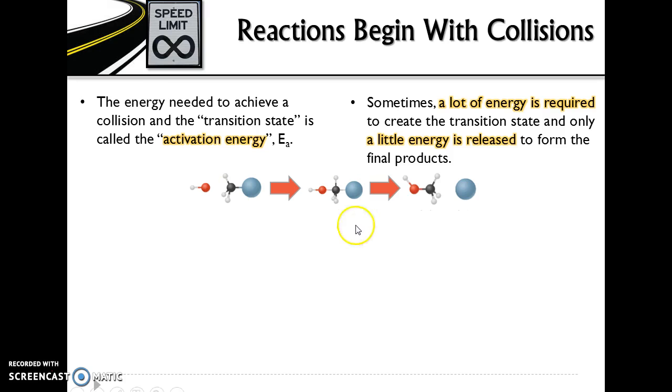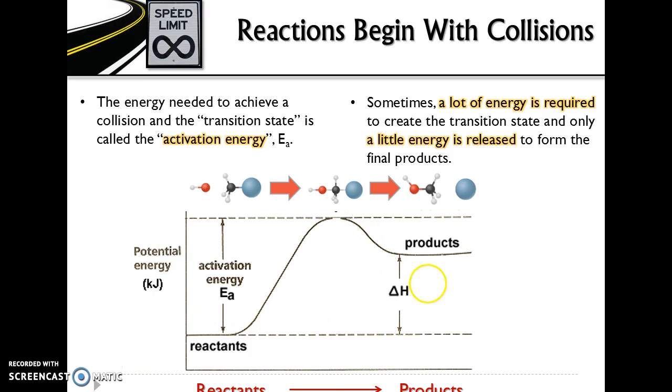And then to go from the transition state to your final product, sometimes you'll have to put energy into the system to get this to happen, and sometimes you'll release energy out. So this graph right here actually shows energy being required. Here's the energy of the reactants down here. This is a rather large activation energy to get it to the transition state. And then here's the energy of the products. The energy of the products is higher than the energy of the reactants. This reaction requires energy to be put in.